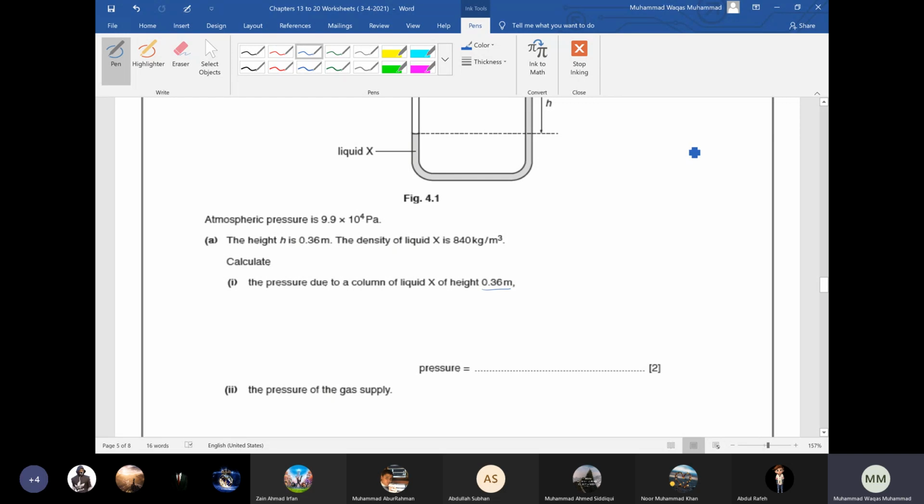Pressure due to a column of liquid X of height 0.36 meter. We know that pressure is equal to g, Abdullah Subhan beta. Pressure is equal to... Sir, will multiply. Sorry, I'm unable to understand what you're saying. We will multiply. Beta, what will we multiply now? You have to tell that. What is the formula for calculating liquid pressure?